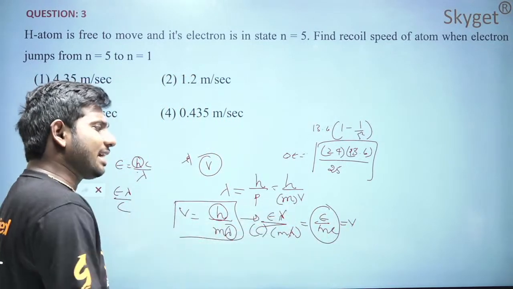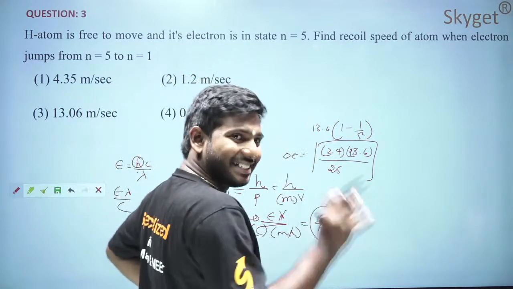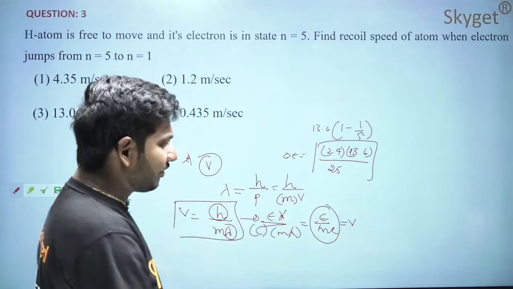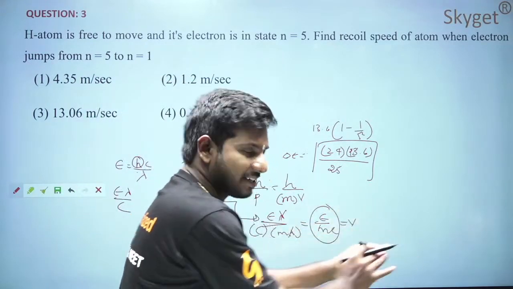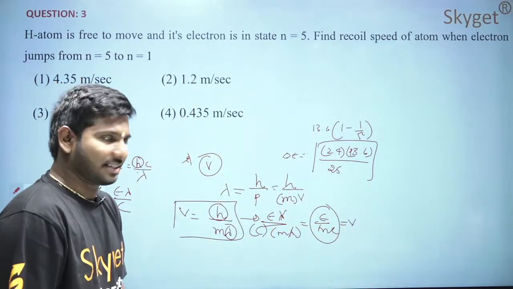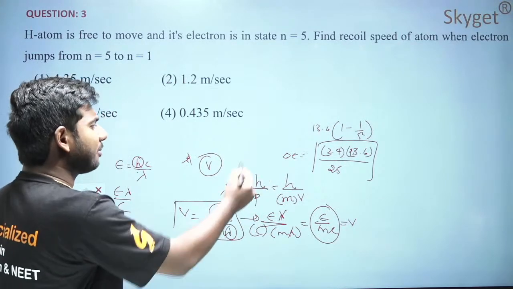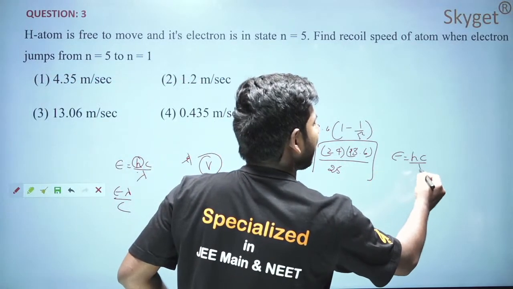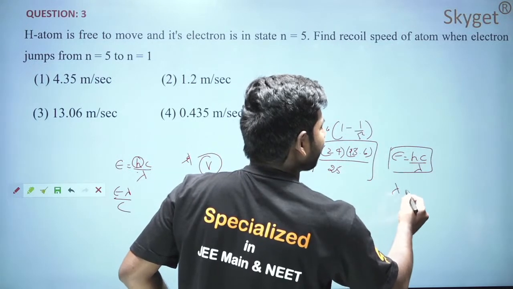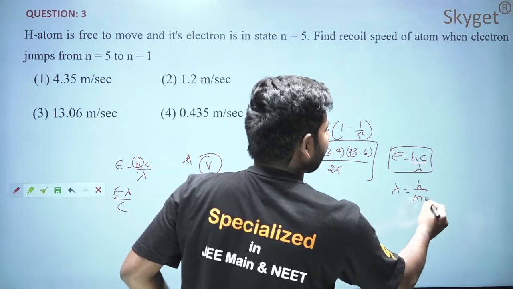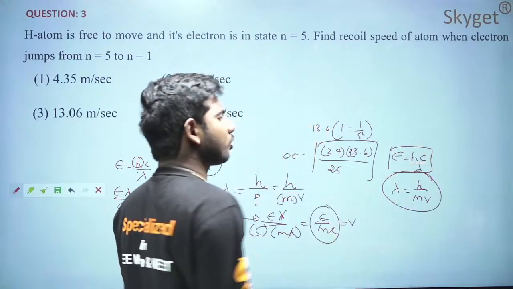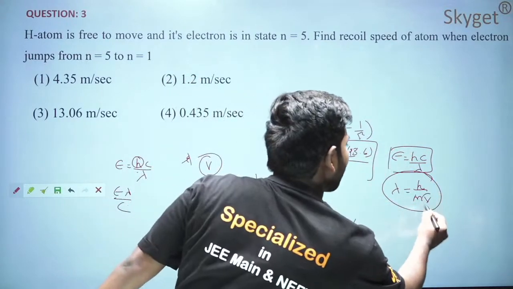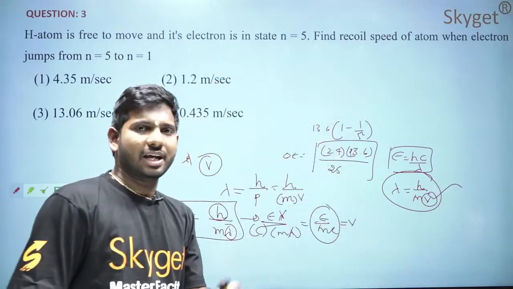m is the mass of the atom, c is the velocity of light, and E is that energy difference that has occurred. Then we get v as the speed of the atom. This is as simple as that. I used these equations: energy is equal to h nu, that is hc by lambda, then de Broglie's wavelength, lambda is equal to h by mv. By rearranging and substituting these two equations, I was able to find the velocity of the atom.